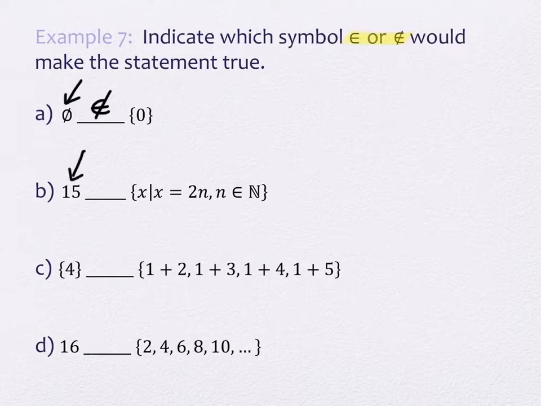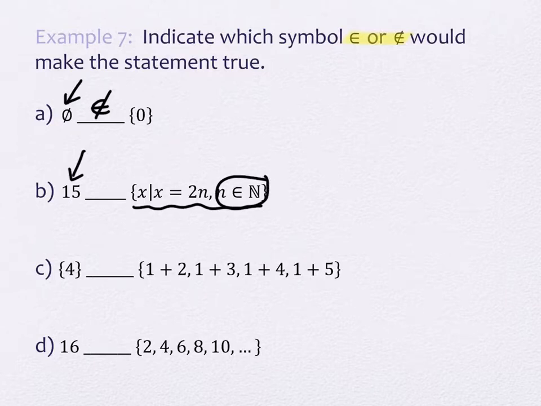Now, this is an element. I mean, 15 is an element. And the reason I know it's an element is because it doesn't have curly braces around it. So it is an element. Now we just have to figure out if it's an element of what comes next. So let's figure out what we have over here. In set builder notation, we have all x such that x is equal to 2n, and n is a natural number.